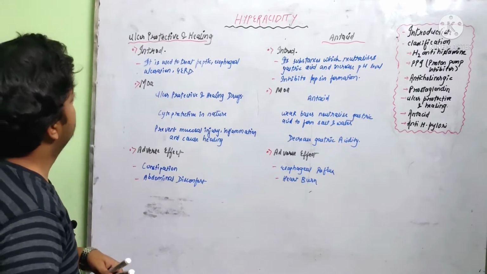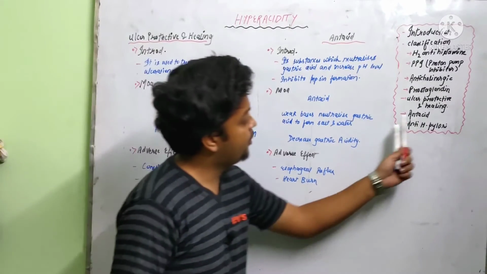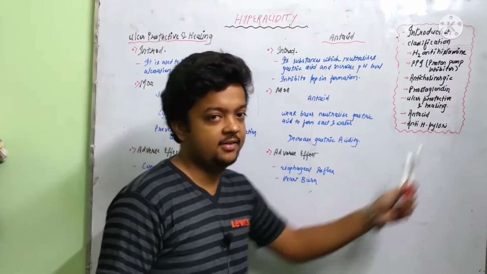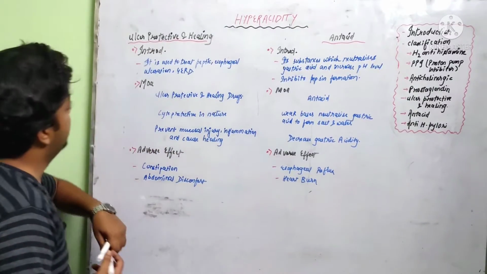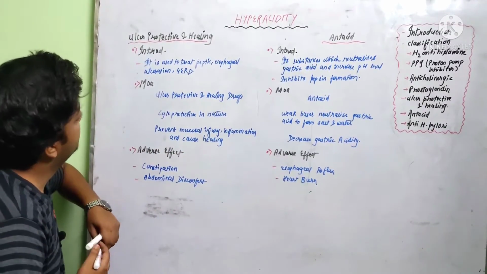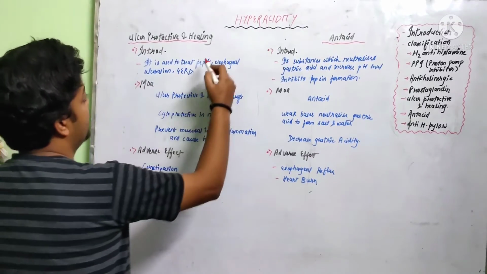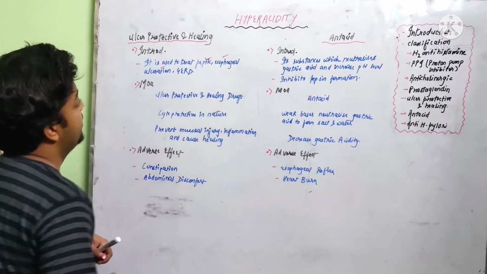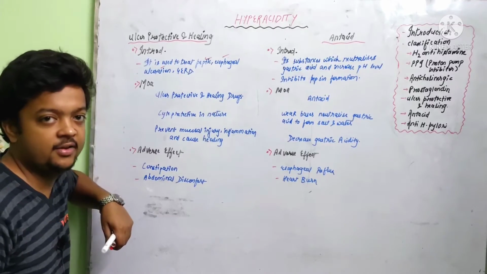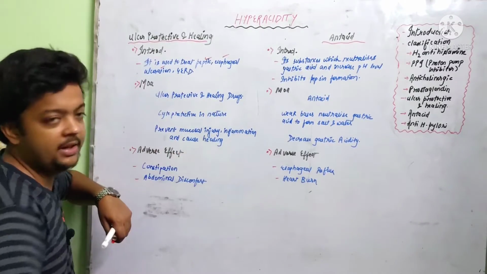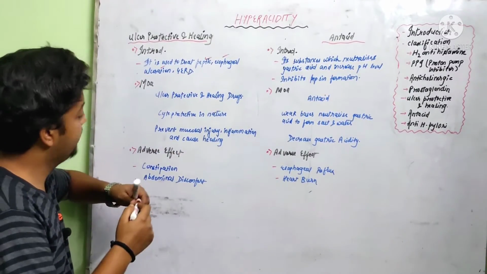So let us now discuss the next classification, that is the ulcer protective and healing drugs and the antacids, right guys? In the first point, we have that these protective and healing drugs are used to treat peptic esophageal ulceration and GERD, that is the gastroesophageal reflux disease. I did talk about all the three in the previous video, so you can check it out, okay?